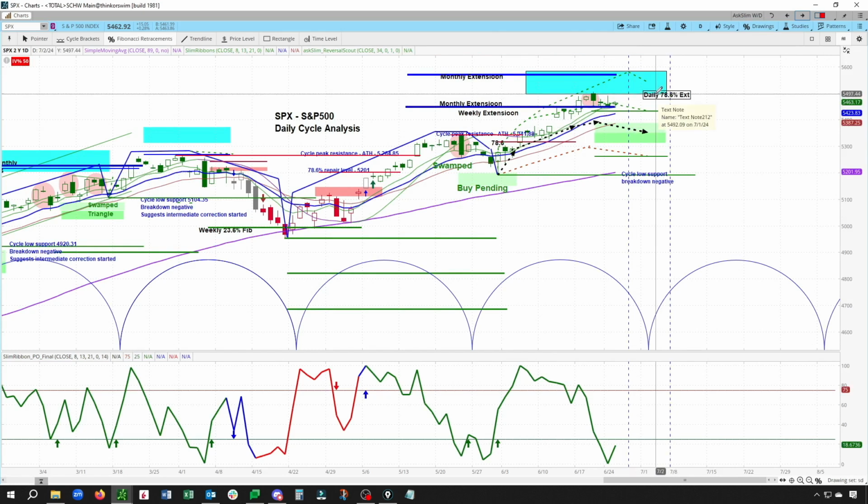In terms of the upside, you will see that there is a 78.6 to the 100, 5497 to 5583.